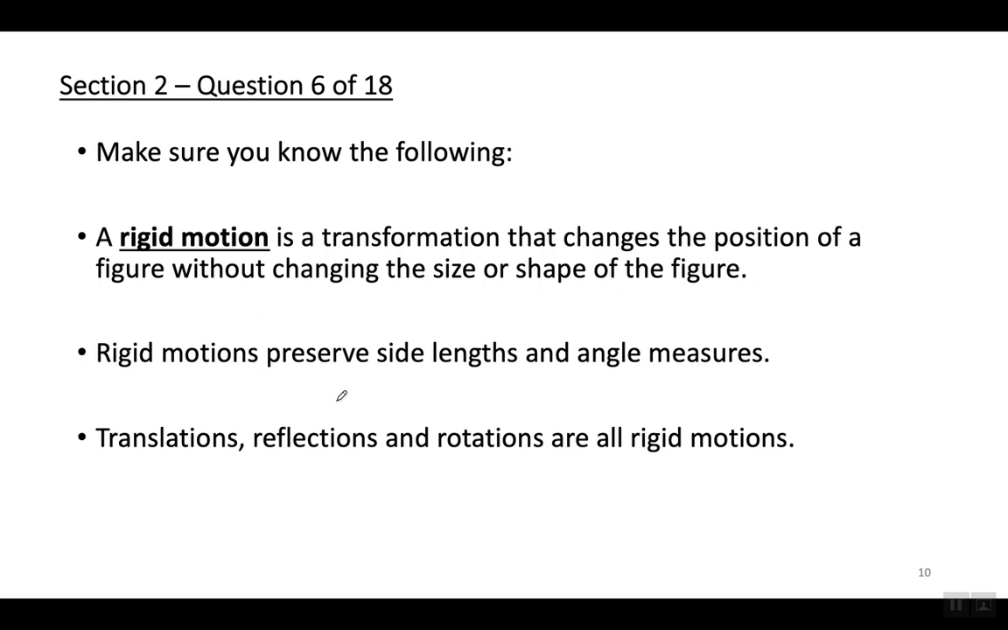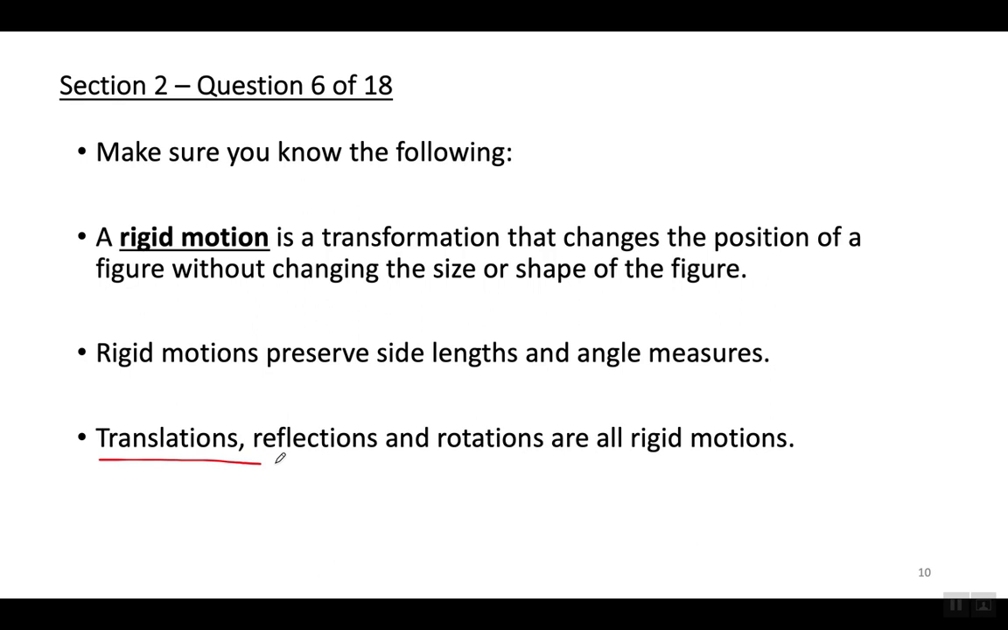All right, number 6. Another easy one. I just put make sure you know the following because this is what you need to know to answer the question. A rigid motion is a transformation that changes the position of a figure without changing the size or shape of the figure. Rigid motions preserve side lengths and angle measures. That means that the side lengths and angle measures stay the same. So if I have a triangle, and I do a rigid motion to it to move it somewhere else, the sides are going to stay the same and the angles are going to stay the same, even if I didn't draw them the same right there. It preserves the side lengths and the angle measures.